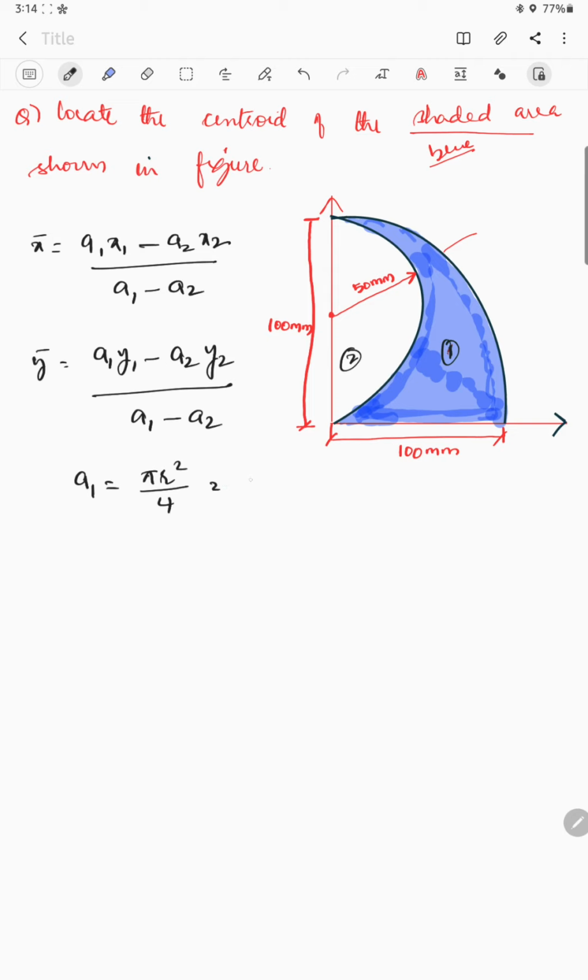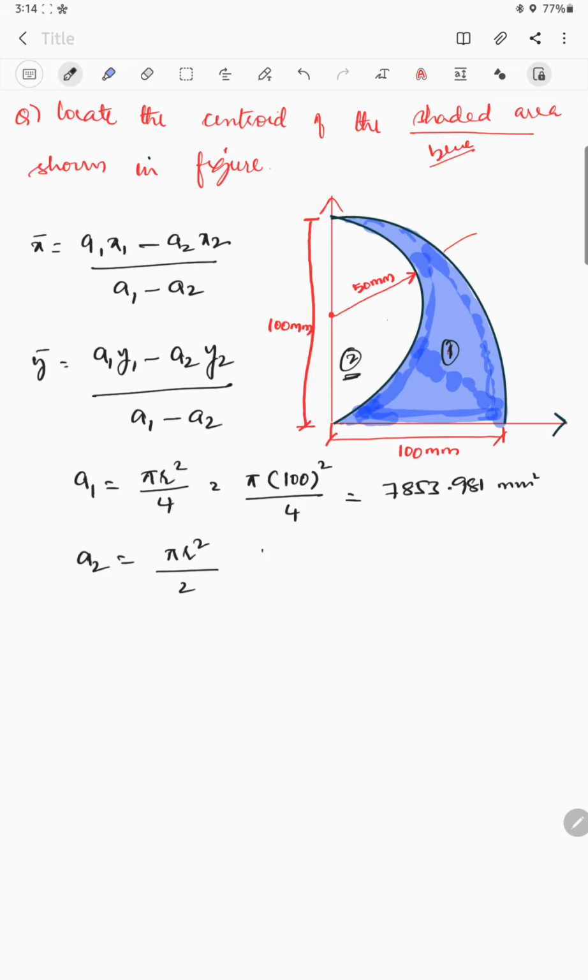Pi r square by 4, which is equal to pi into 100 square whole divided by 4, which is equal to 7853.981 mm square. Okay, a2 is equal to pi r square by 2. It is a semicircle. This second one is a semicircle, pi r square by 2.